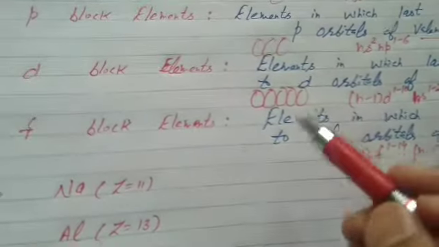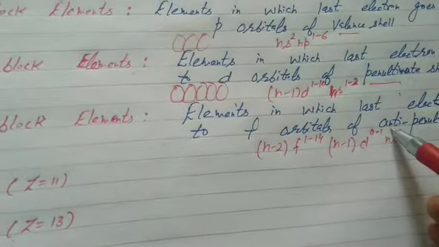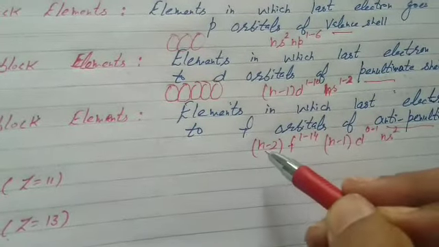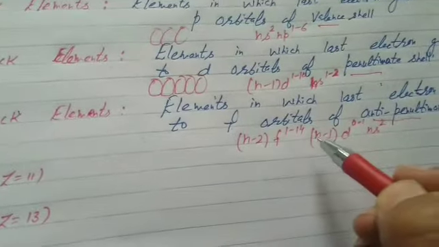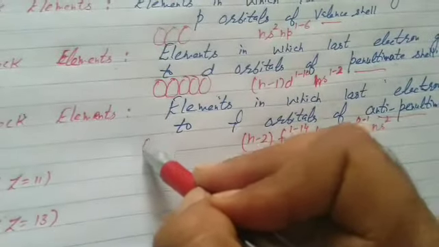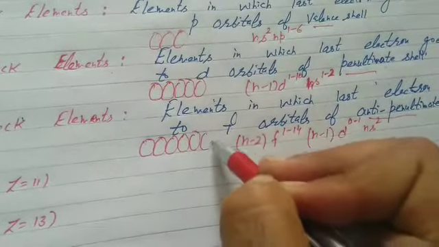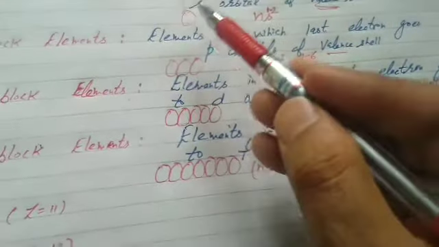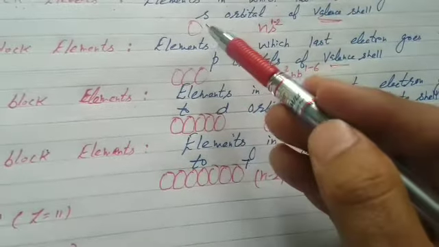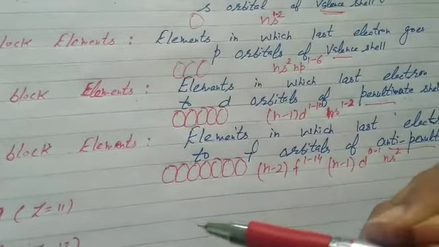Last is F block elements in which last electron goes to F orbitals of anti-penultimate shell. Here we use the term anti-penultimate. Anti-penultimate means inner to second last, that is third last. (n-2)f 1 to 14, (n-1)d 0 to 1, ns2. That's the configuration of F block elements. F is the set of 7 orbitals. Students, it's easy. 1, 3, 5, 7, odd numbers. First 4 odd numbers. S is the set of 1 orbital, P is the set of 3 orbitals, D is the set of 5 and F is the set of 7 orbitals.